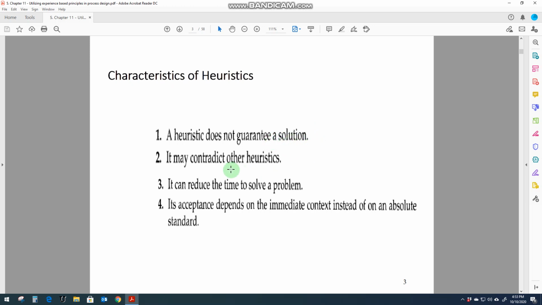It may contradict with the other heuristics. Because heuristics are specific to one problem or one system. For one system, your developed heuristics may work, but considering another system, it may not work. Okay, so it is something that is specific to the problem. Number three, it can reduce the time to solve the problem.